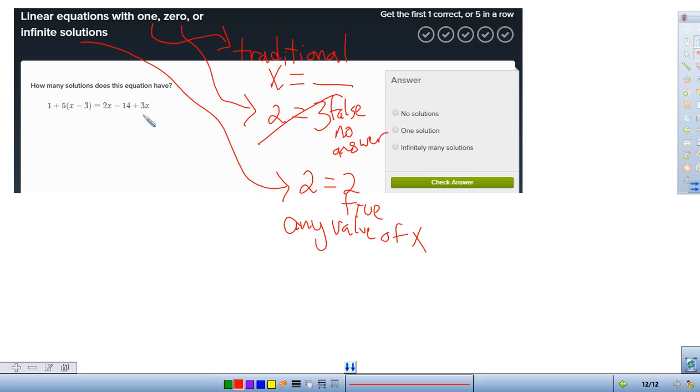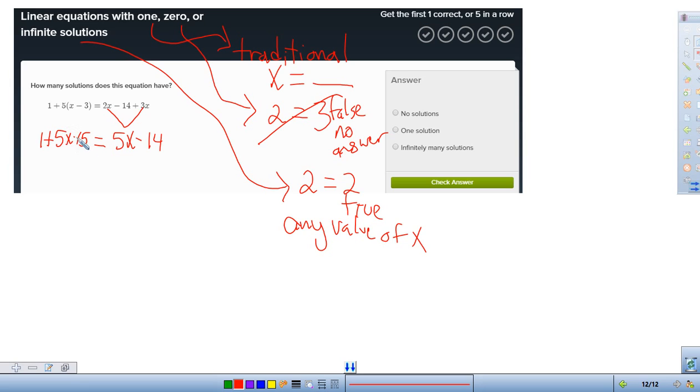So obviously, I'm always trying to combine terms. So let's do that, beginning by simplifying. I see I got 2x here and 3x there, and I can simplify those because they're both being added. So it's 5x minus 14. And then over here, I've got 1 plus, and I'm going to distribute that 5 in. So 5 times x is 5x, minus 15. So I've got 1 plus 5x minus 15.